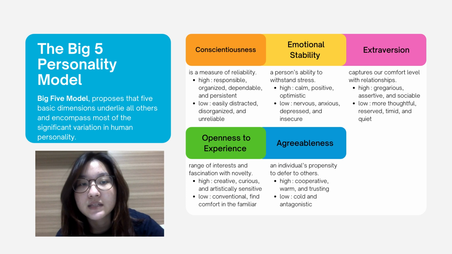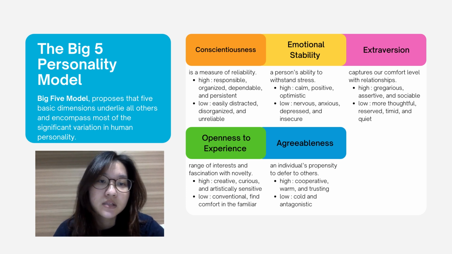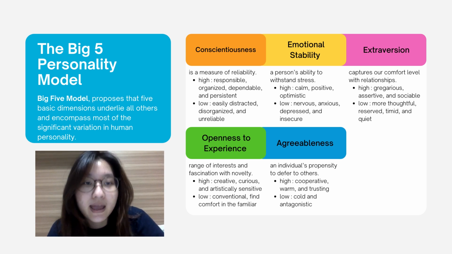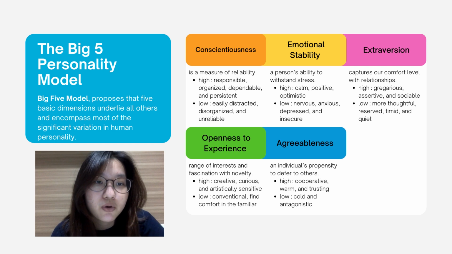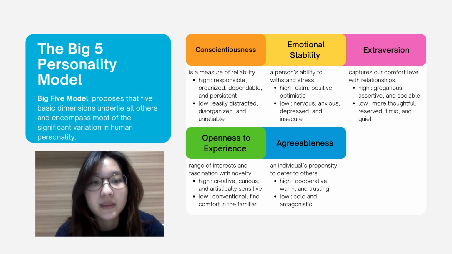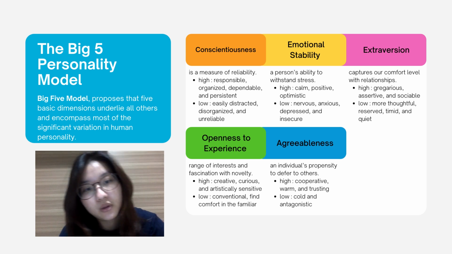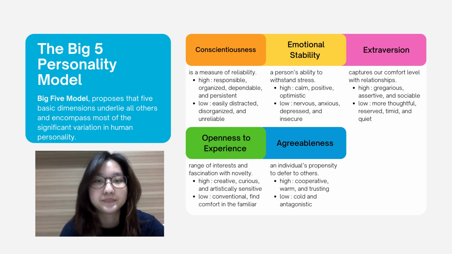And then the last one is agreeableness. It's about an individual's propensity to defer to others. So people with high agreeableness are usually more cooperative, warm, and trusting, whereas people with low scores are usually more cold and antagonistic.